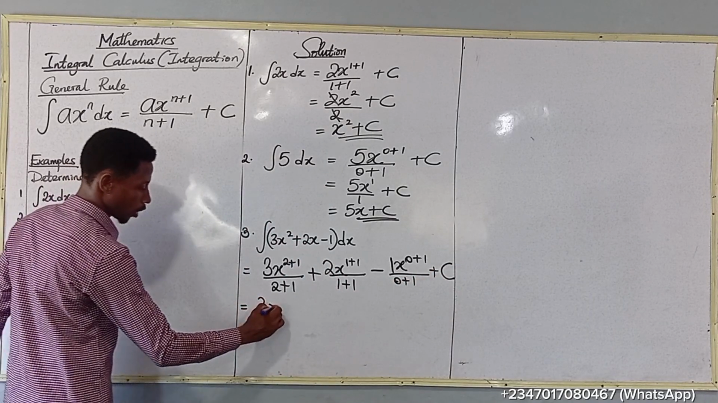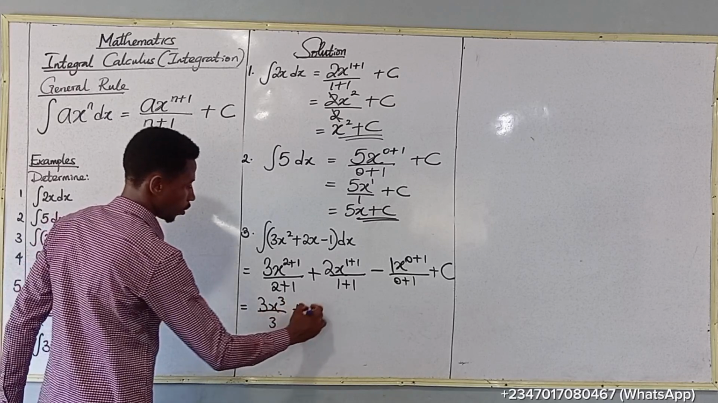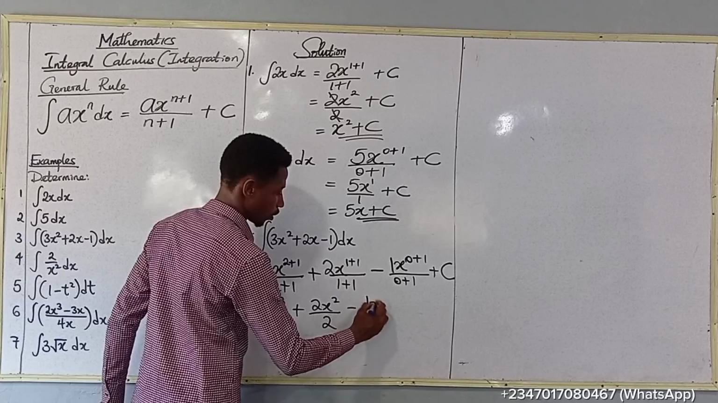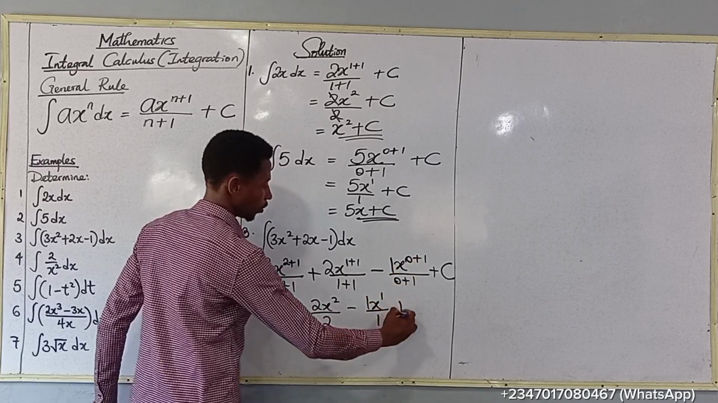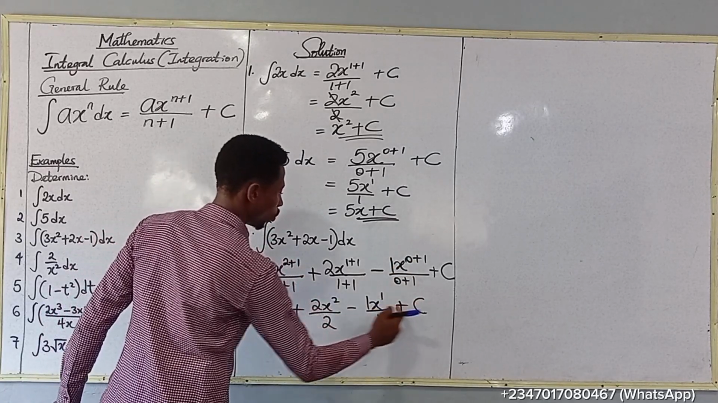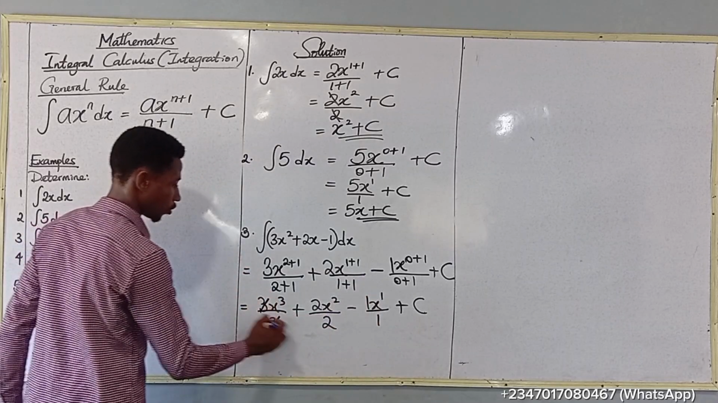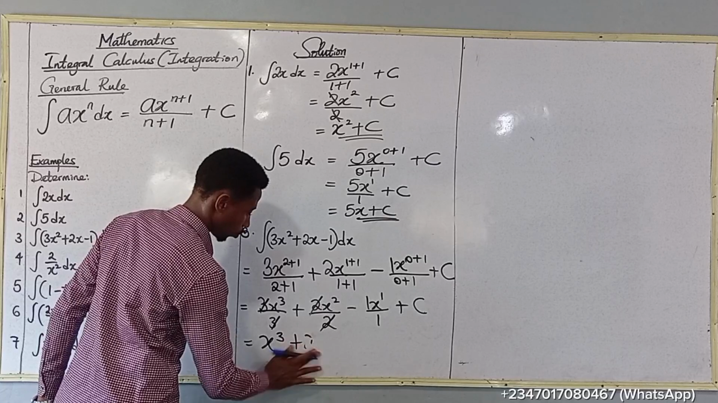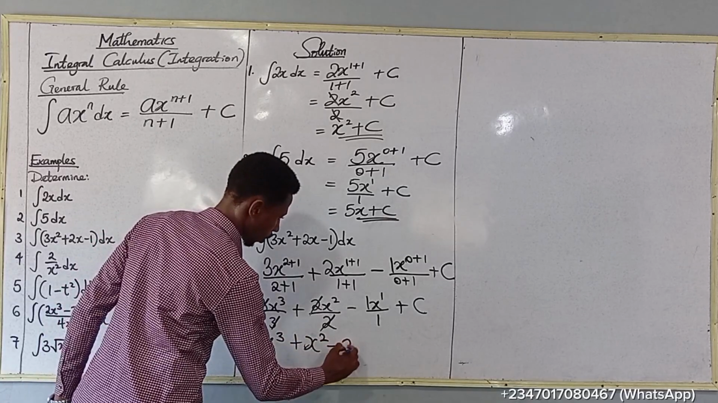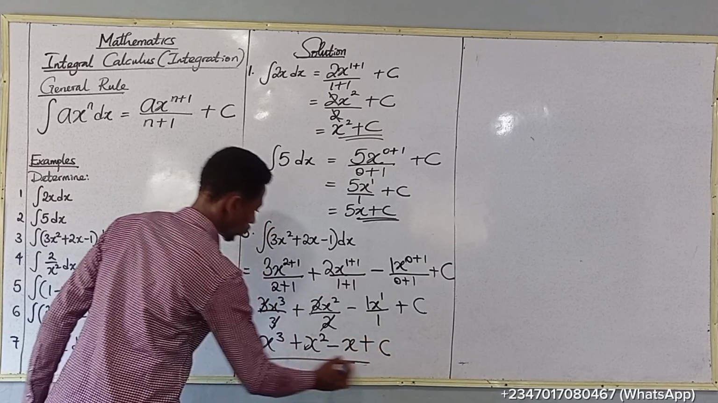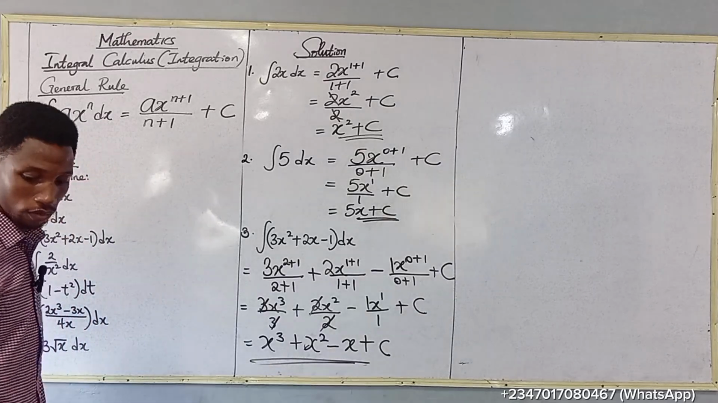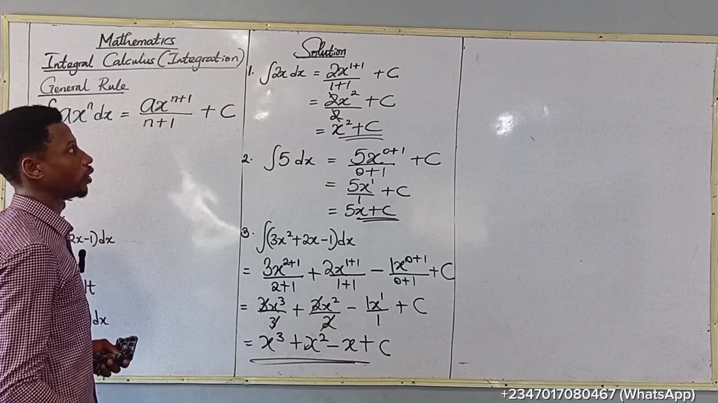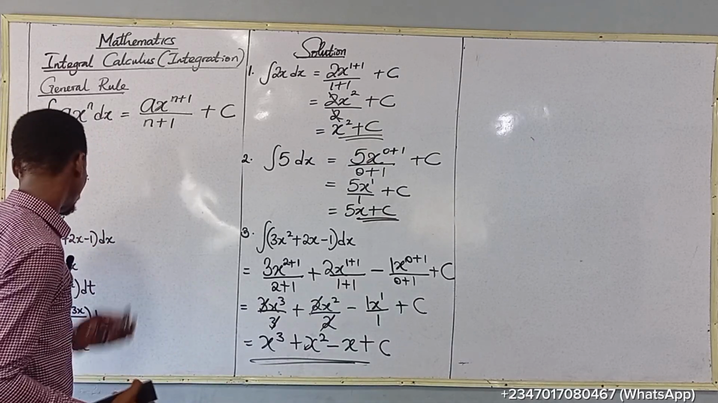So this is going to be 3x raised to the power 3 all over 3 plus 2x raised to the power 2 all over 2 minus 1x raised to the power 1 over 1 plus c. The whole of this is x. Here 3 cancels out, 2 cancels out. We have x raised to the power 3 plus x raised to the power 2 minus x plus c. And that is the final answer to that question. If there's any part you don't really understand, maybe because of my speed, you can always rewind to check again.